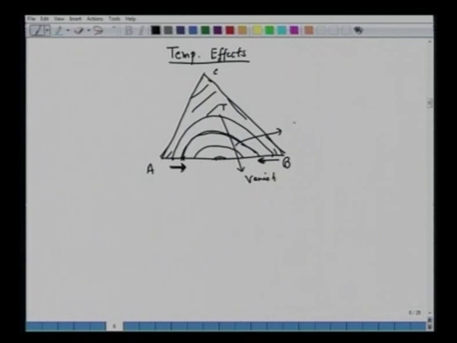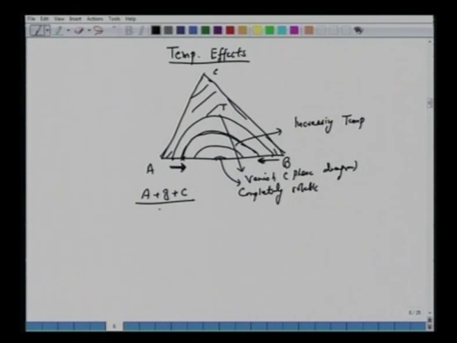So we have this increasing temperature. And at this point, now we have completely soluble systems. So essentially, the whole two-phase region will vanish, and we have perfectly homogeneous solutions of A and B and C. So this is what you will also expect here. All right. So this is about the temperature effects. Okay, and we have been discussing this type 1 system.